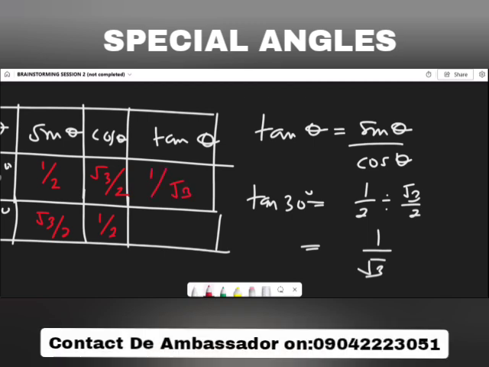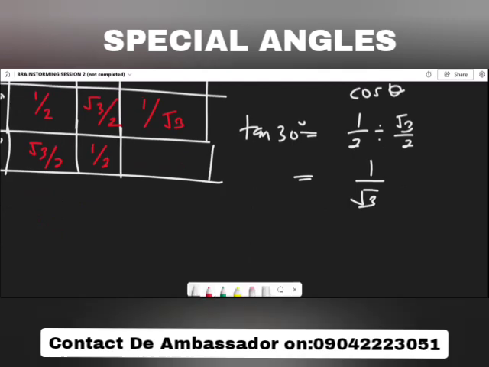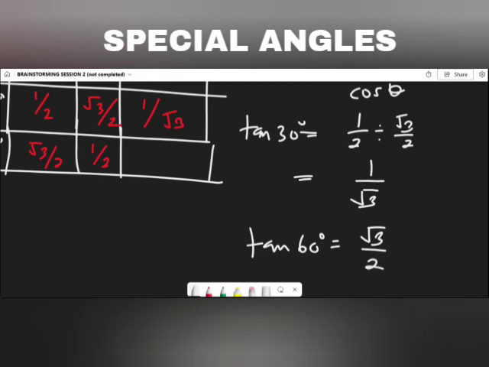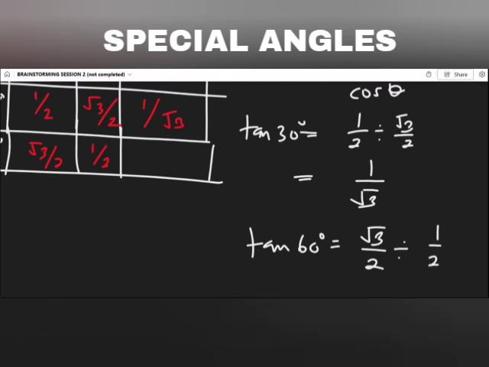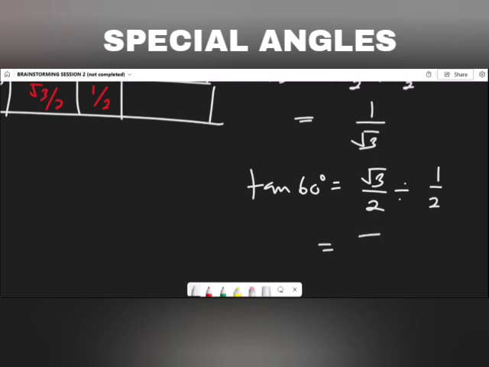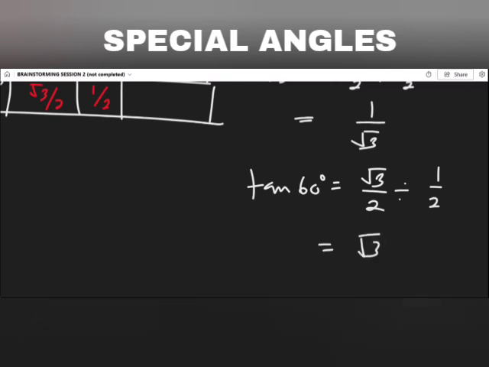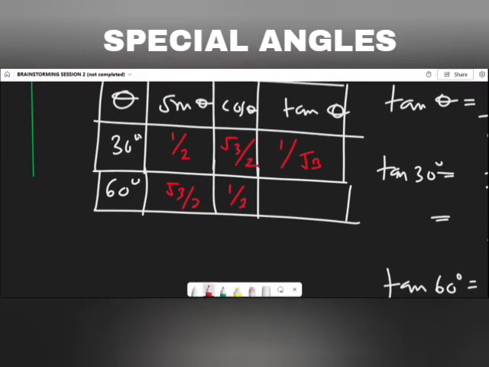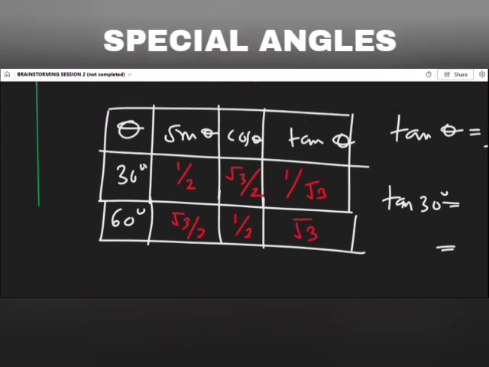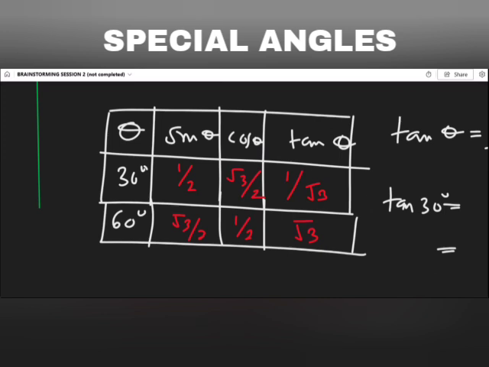If I want to get my tan 60 degrees, the same thing applies. Tan 60 degrees will be root 3 over 2, because sine 60 is root 3 over 2, divided by 1 over 2. In this case, we have that tan 60 is just root 3. So these are the special angles for 30 degrees and 60 degrees.